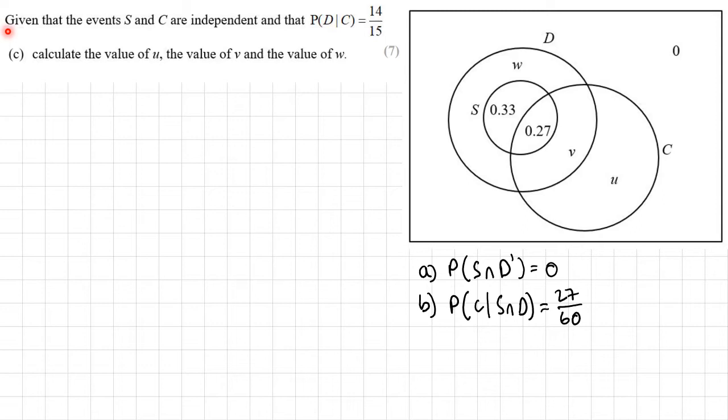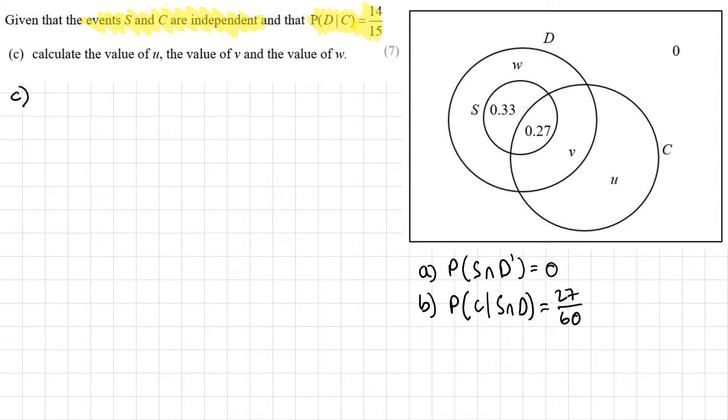Righty, part C. Given that the events S and C are independent, let's highlight that, S and C are independent, and that the probability of D given C is 14 over 15, what we want to do is to find the value of U and the value of V and the value of W. Now, 3 unknowns means 3 equations.